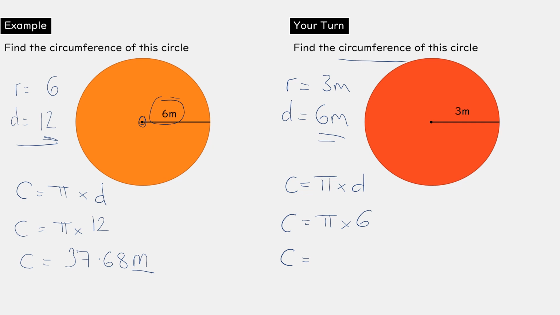So just type it in, and you should have got an answer of 18.84. Don't forget the units. The question has meters, so therefore my circumference is 18.84 meters. Really well done if you've got that.